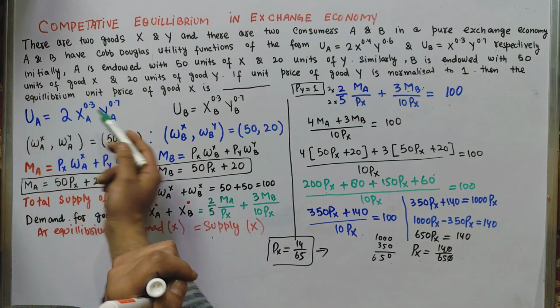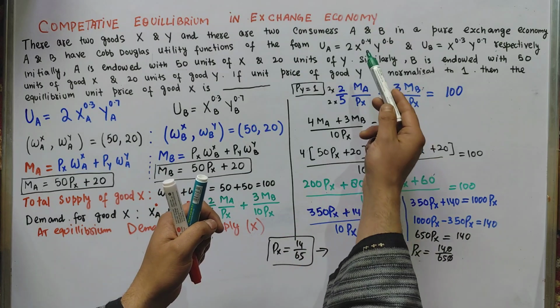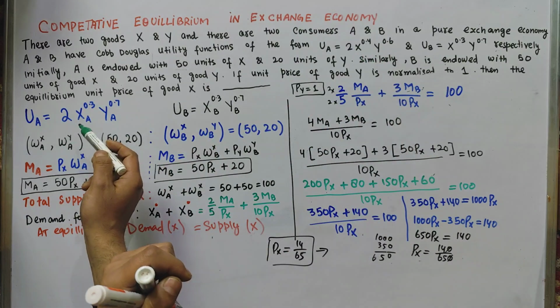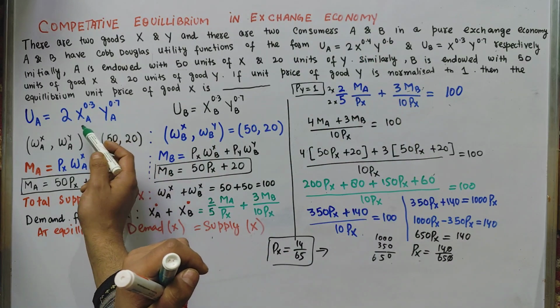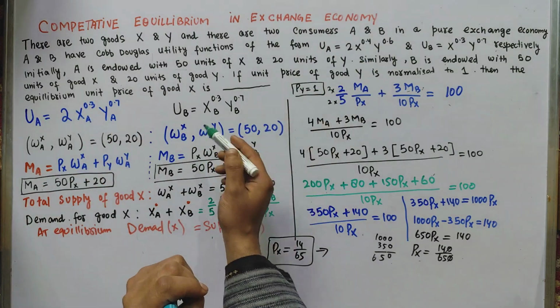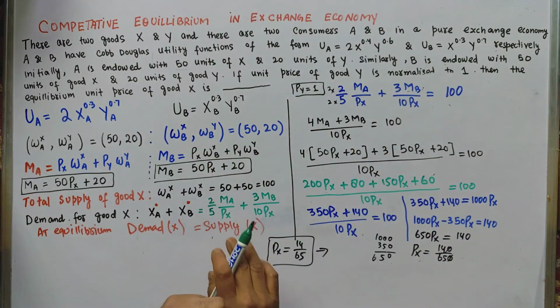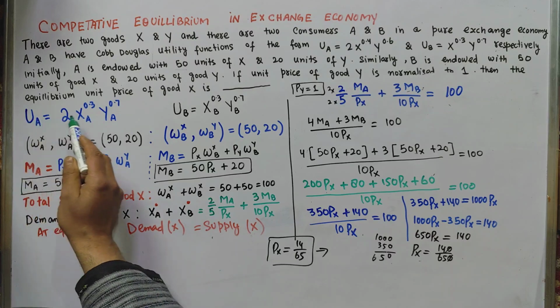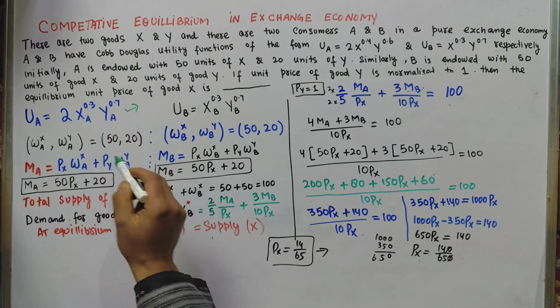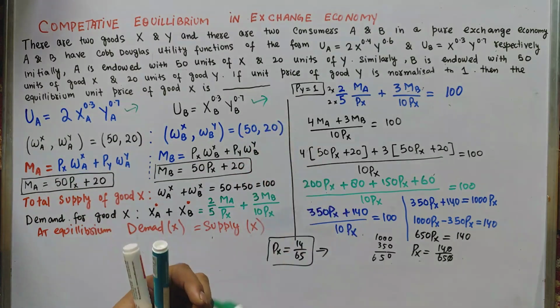What are we being given? We are being given the utility function for good A. In place of X and Y, I have given them the subscripts A and A here to differentiate it from consumer B. That means the utility function of person A is being given as this and utility function of person B is being given as this.